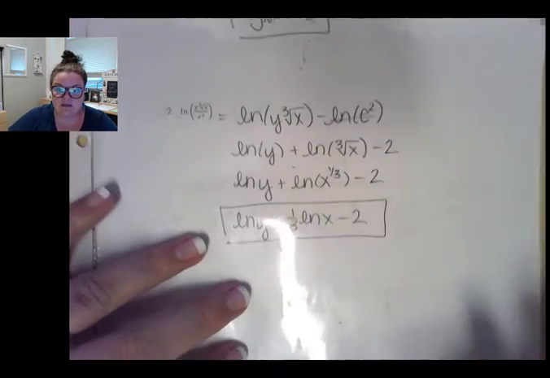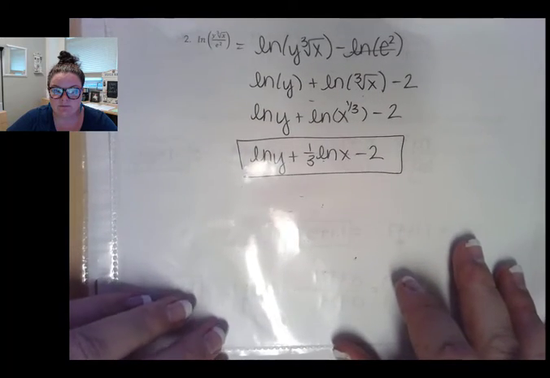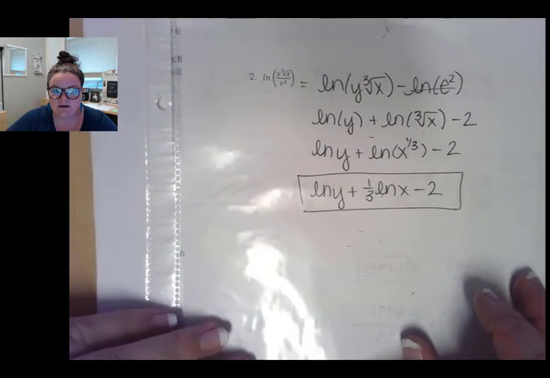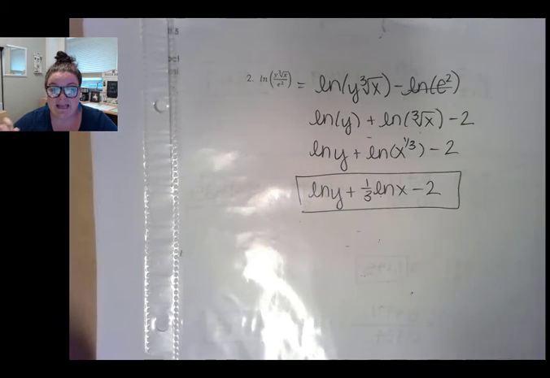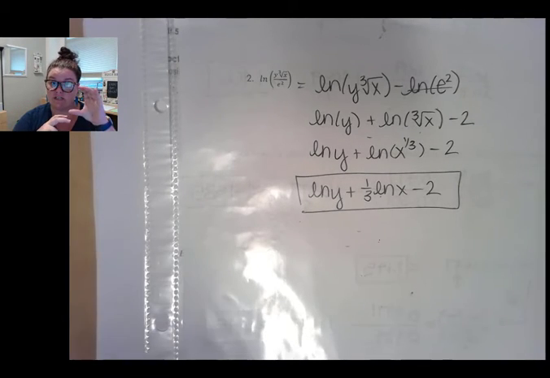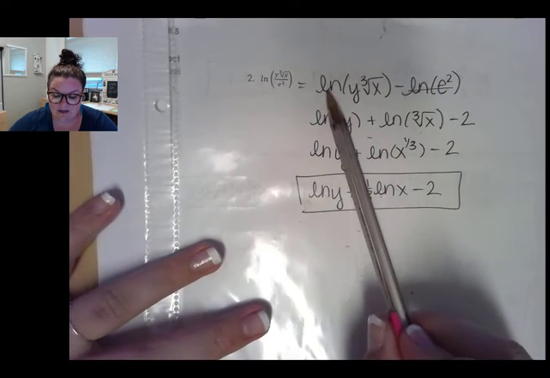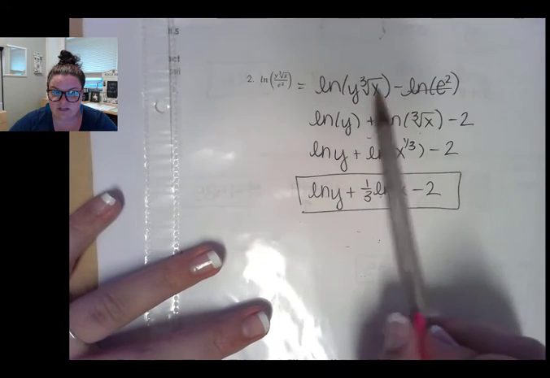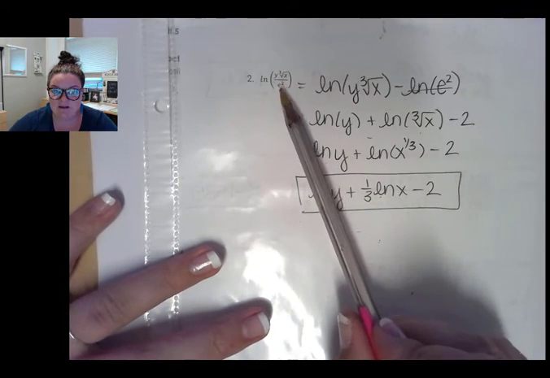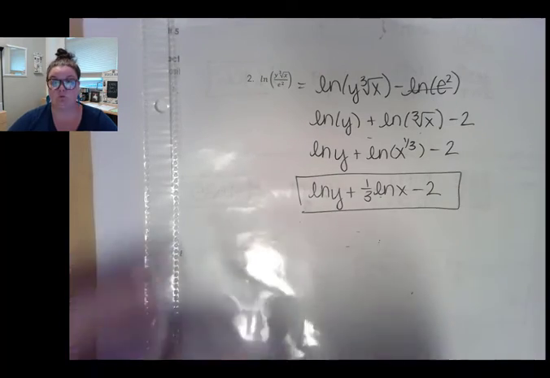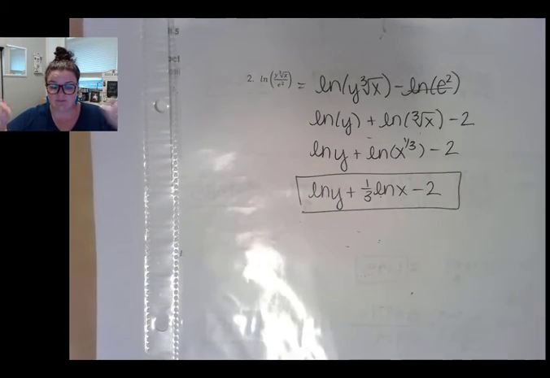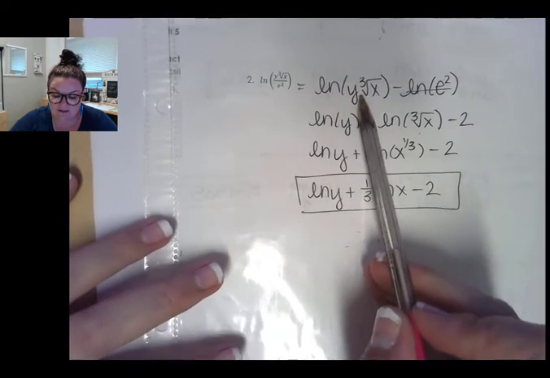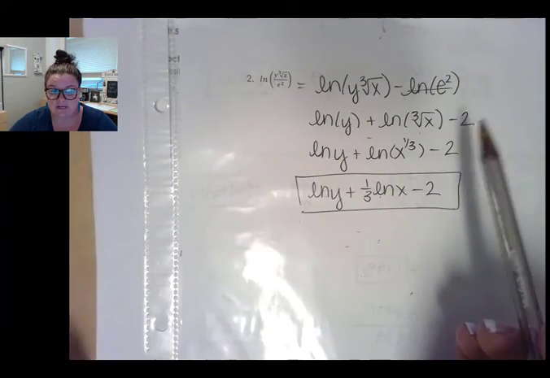Second one was a little bit yuckier, but still doable. There we go. All right, so again, we started off with a quotient. Quotient turns into a subtraction. So we're going to write ln of the top of my fraction, minus ln of the bottom of my fraction. When we're expanding, we have to make sure we write the ln next to each piece, right?